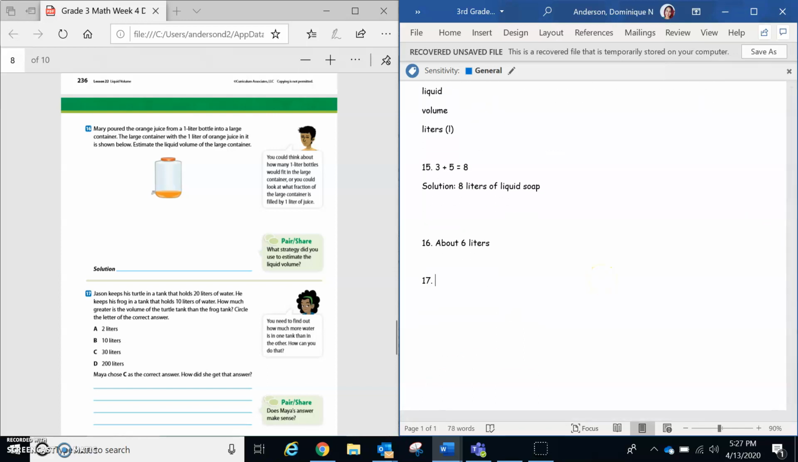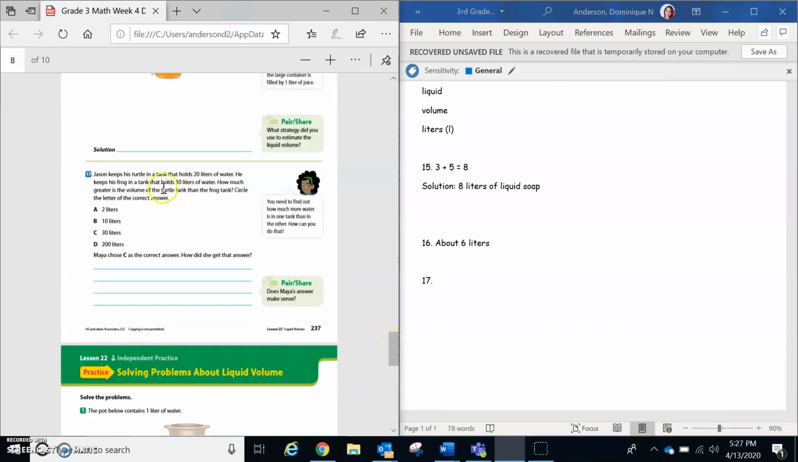All right, number 17. Jason keeps his turtle in a tank that holds 20 liters of water. He keeps his frog in a tank that holds 10 liters of water. How much greater is the volume of the turtle tank than the frog tank? Circle the letter of the correct answer.